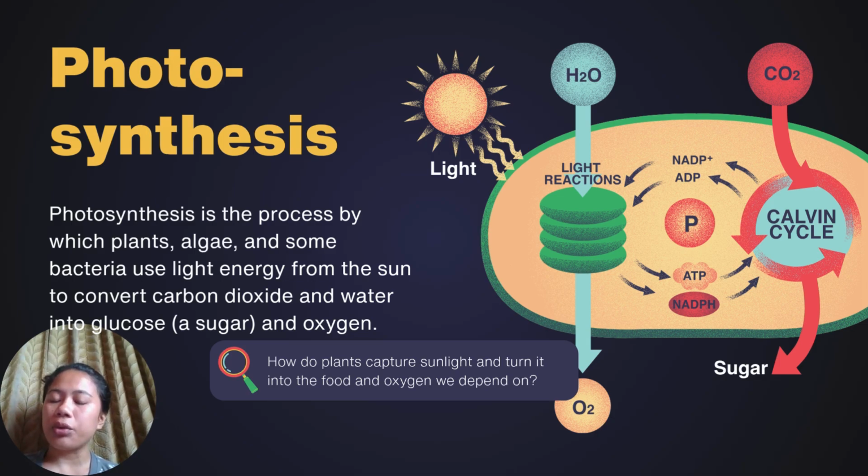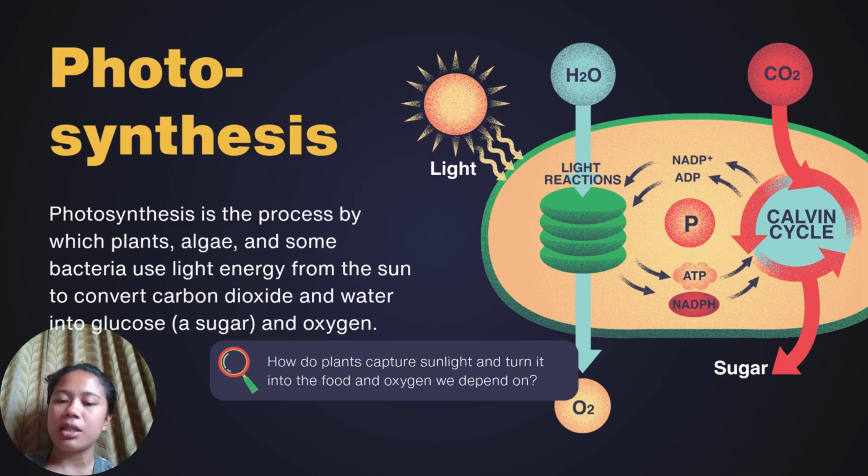Alright, so what is photosynthesis? Photosynthesis is the process by which plants, algae, and some bacteria use light energy from the sun to convert carbon dioxide and water into glucose, or a sugar, and oxygen. In the introduction or background, we already saw that in order to have photosynthesis, we should first have carbon dioxide and then water to turn into the products, which are the glucose and the oxygen.